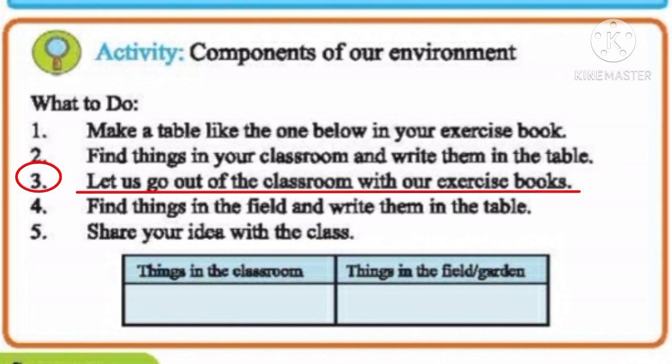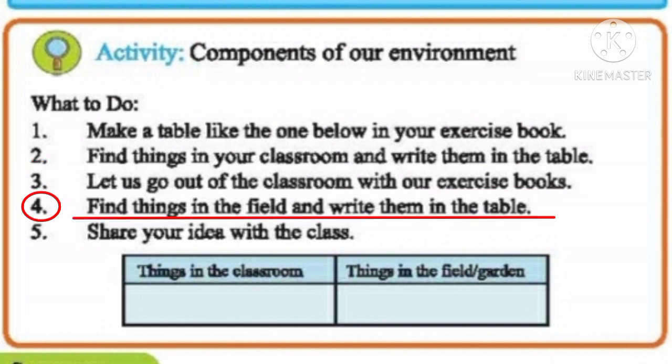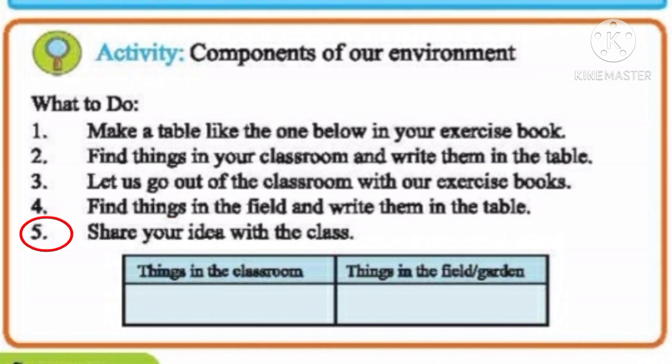Number 3. Let us go out of the classroom with our exercise books. It means you will go out of your classroom and you need to observe the outside of your classroom. Number 4. Find things in the field and write them in the table. It means which type of things you can see in the field. You need to write the names of these things in the table. Number 5. Share your idea with the class.